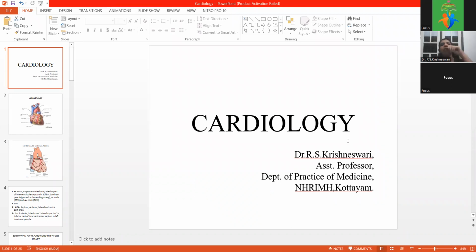So today we'll go with a cardiology session, and what I am going to speak today is from Davidson's Principles and Practice of Medicine textbook. Okay, so today we will be covering the basic anatomy, physiology, and also investigation, along with some of the presenting complaints in cardiology. So regarding cardiology, going to the heart, everybody will be knowing.